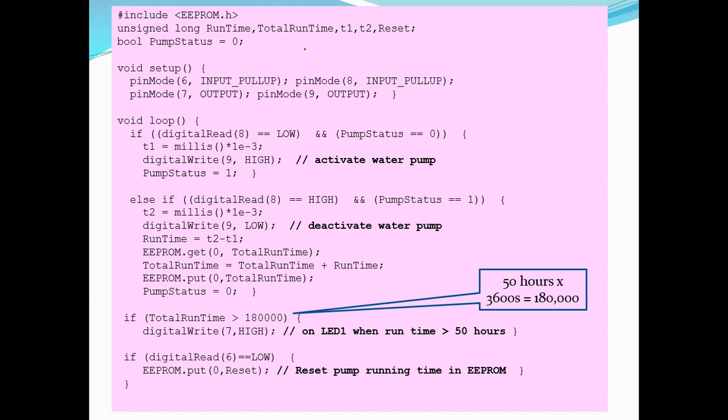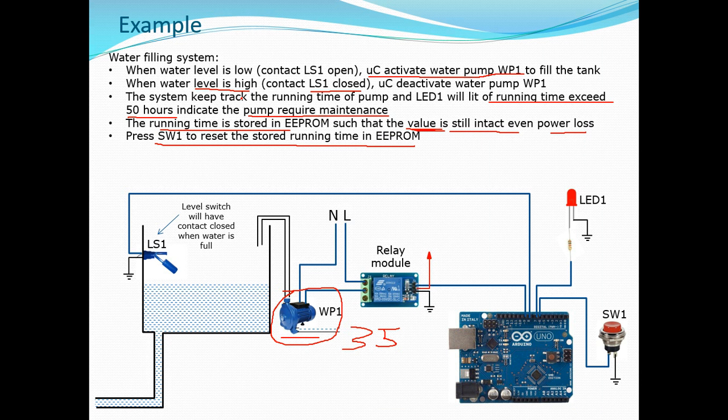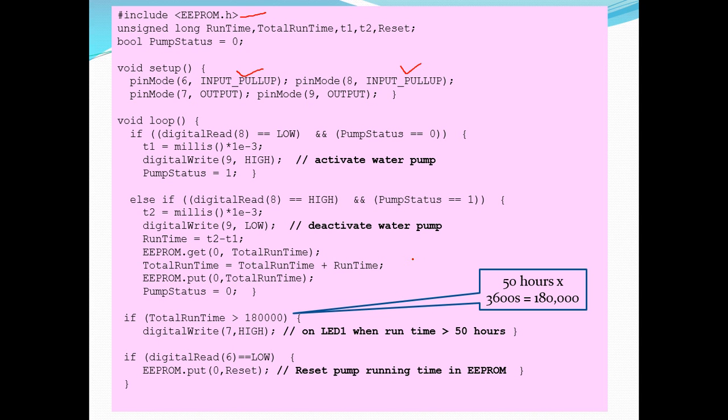Okay, this is the example coding. First you have the EEPROM library, and then the variable declaration. Here you have two inputs. One is the switch, and the other one is the limit switch in the tank. And then you have two outputs. First you have the motor for the relay and then one for the LED. Alright, this is the coding there.